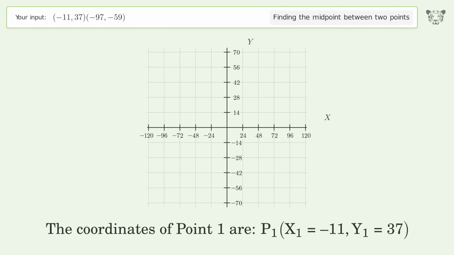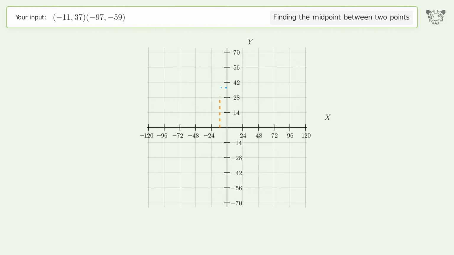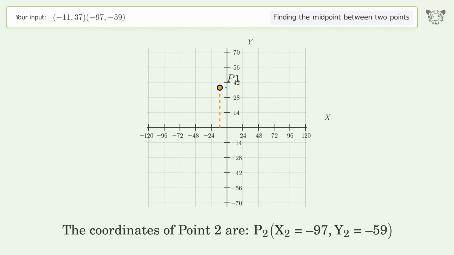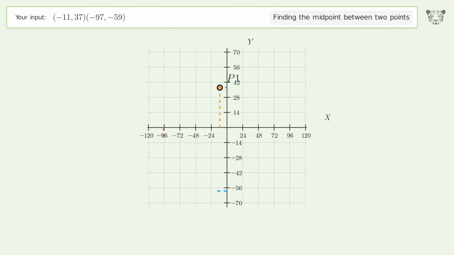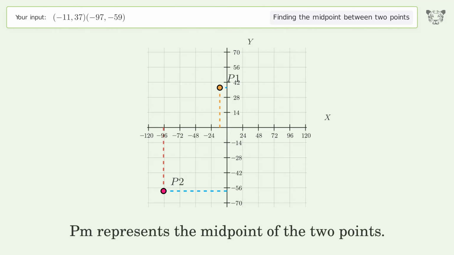The coordinates of point 1 are x1 equals -11, y1 equals 37. The coordinates of point 2 are x2 equals -97, y2 equals -59. PM represents the midpoint of the 2 points.